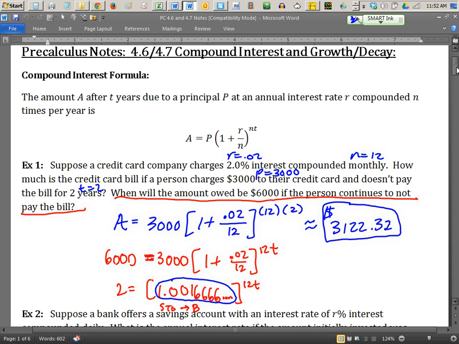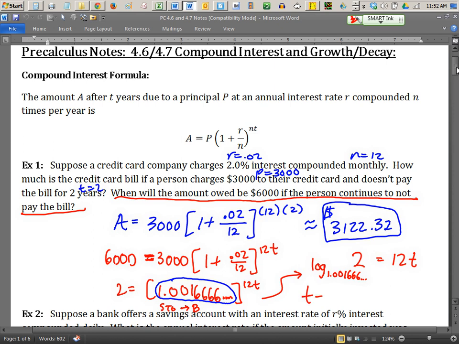Okay, now I would like to eventually get the t by itself. So I think I'm going to need to use a log. So I'm going to use a log base 1.001666 of 2. So the next step would be log base 1.001666 of 2 equals 12t. I plan on actually just typing b, not 1.001666, whatever. Now we'll divide by 12.